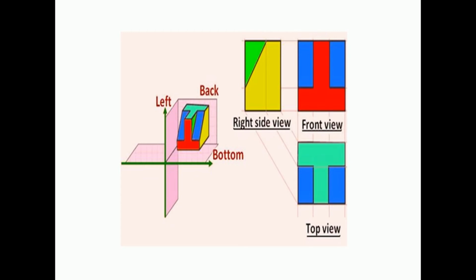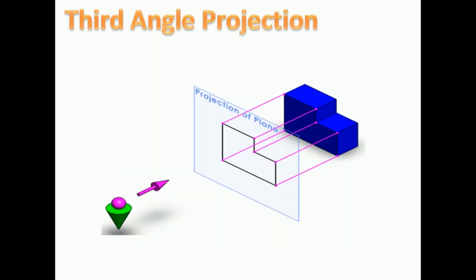Next we are going to see what is third angle projection. It also has an observer, object and plane of projection. But the difference is the plane of projection is in between the observer and the object. By definition, the plane of projection lying between the observer and the object is called third angle projection.